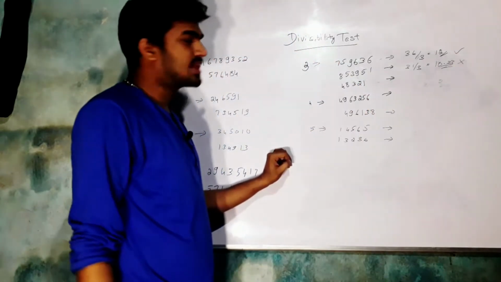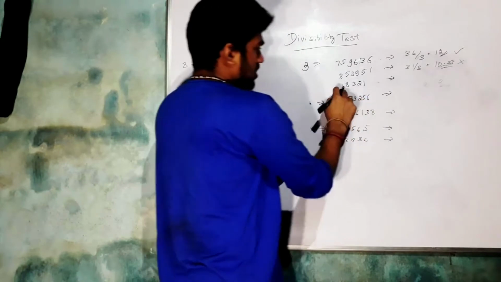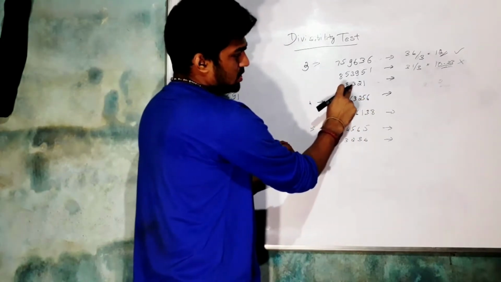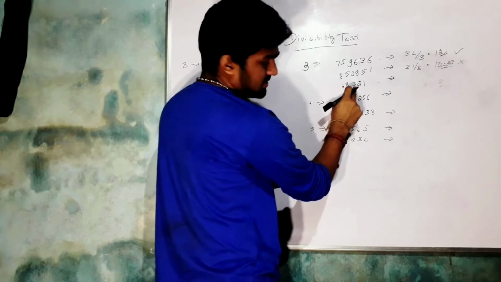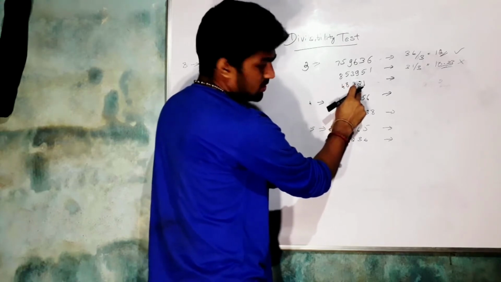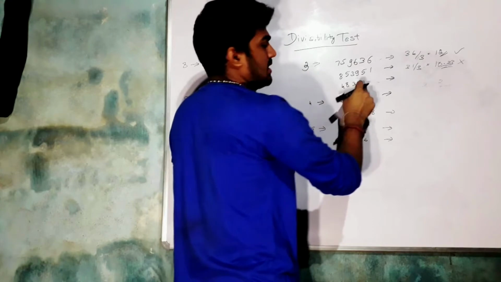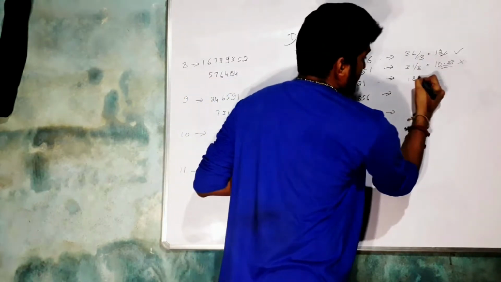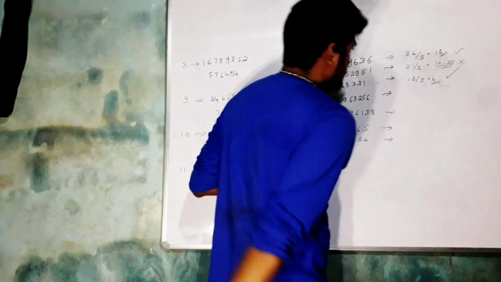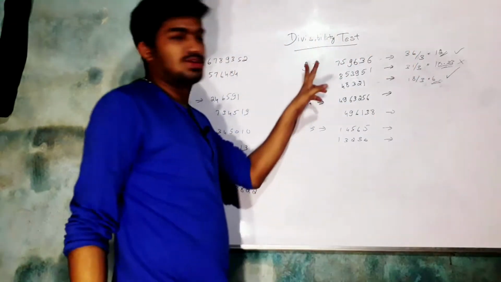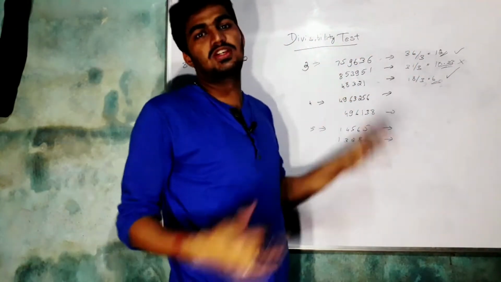So let's take another number. 4 plus 8 is 12, plus 3 is 15, plus 2 is 17, plus 1 is 18. Is it divisible by 3? Yes, it's divisible by 3. So like this you can find the numbers which are divisible by 3.